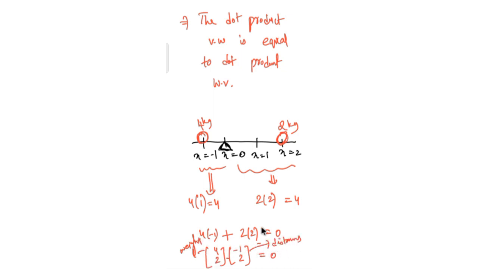So 4 into -1 plus 2 into 2, which is equal to 0. So this is how I can represent it. I can represent the moments as column vectors, and the dot product is 0. So this is how I can do it.